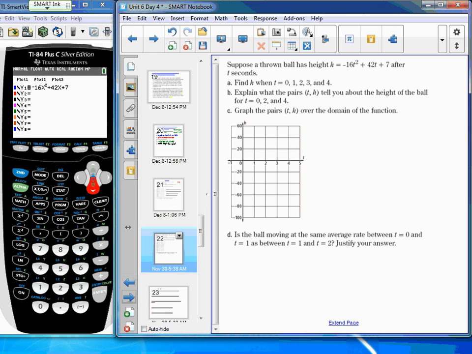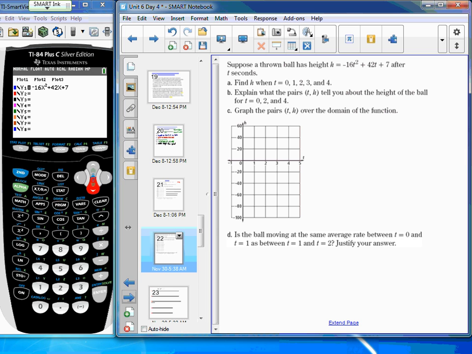I already know my initial vertical velocity. That's the multiplier on the linear term. My v sub 0 is 42. So I already know that my initial vertical velocity is 42 feet per second. I already know my initial height above ground. That h naught at the end of my equation is 7. So it must be starting out at a height of 7 feet above ground.